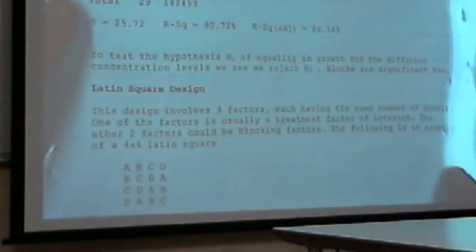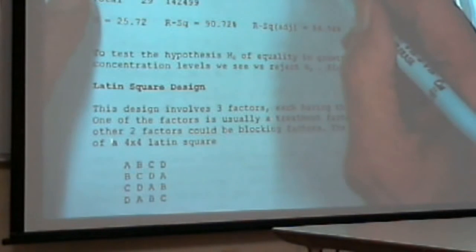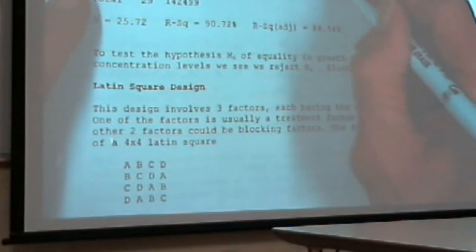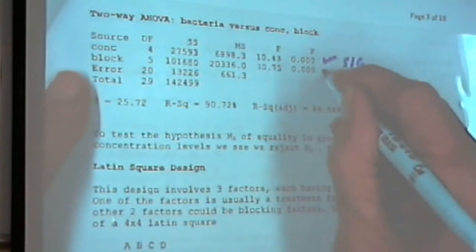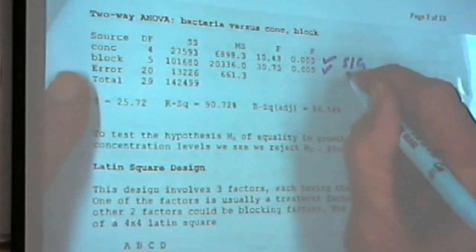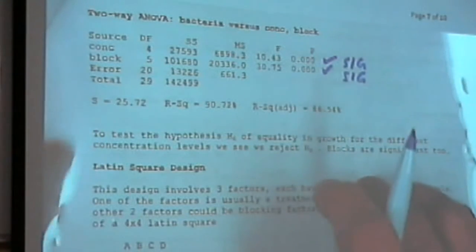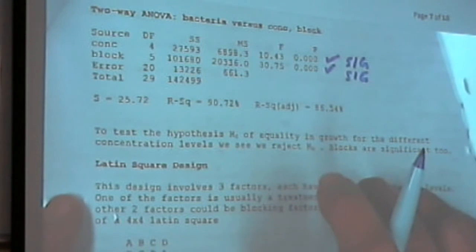Here's the ANOVA table. If you look at the F-test about concentration, the p-value is 0. We have a very, very significant result there. And for the blocks, the p-value is again 0. So we have a very significant block effect too. So what we say here, just looking at the ANOVA table, is that yes, there's a difference in response due to the concentrations, and there's a difference in the response due to the blocks.